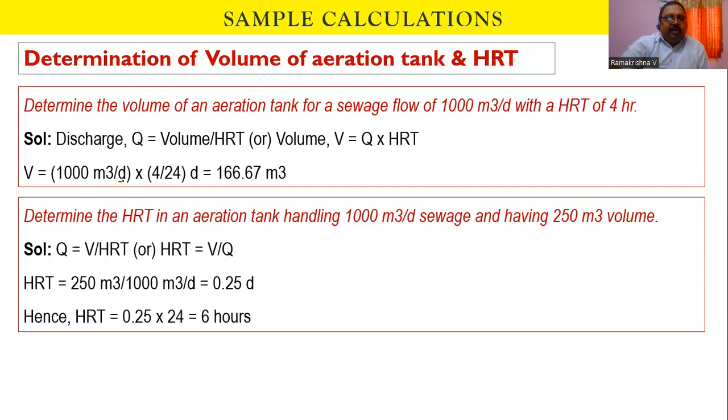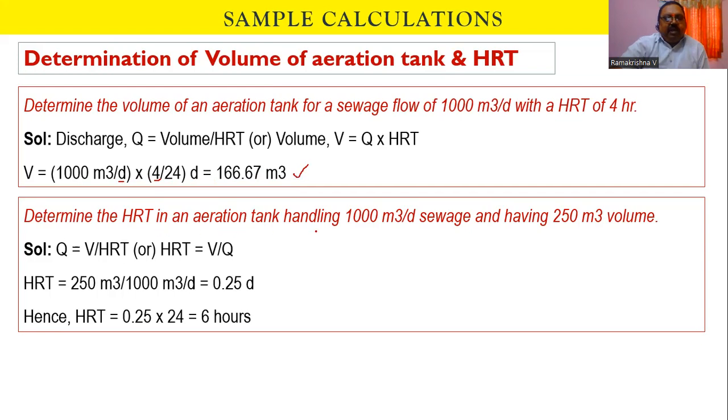Here the discharge is given in terms of days, while the HRT is in hours. So it should be converted into days, divided by 24. Finally, the consistency of units is followed and the volume comes out to be 166.67 meter cube.